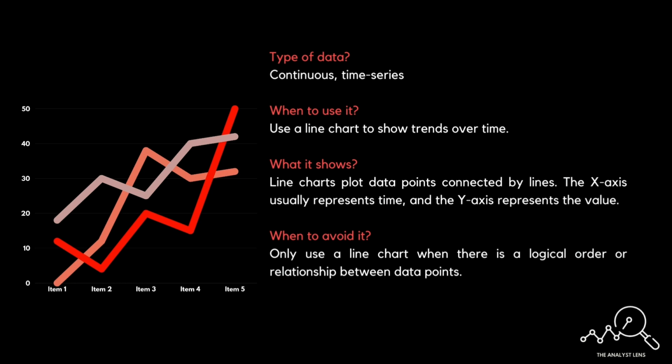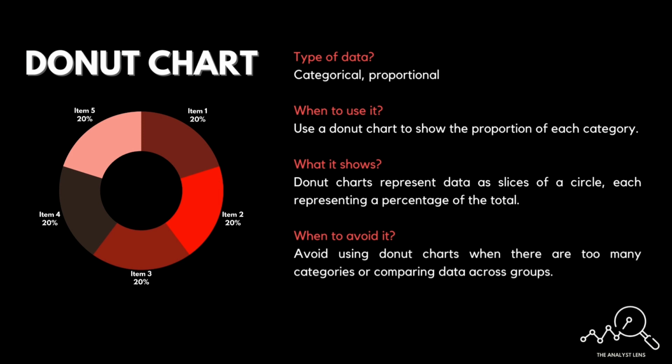Now, here comes the donut chart. Donut charts involve data types such as categorical and proportional. A donut chart is used to show the proportion of each category. Donut charts represent data as slices of a circle, each representing a percentage of the total.